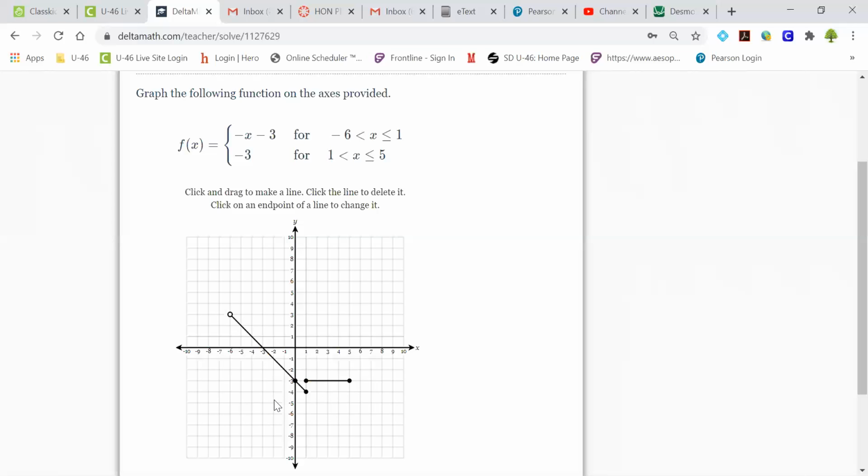As it is right now, it's not a function because it fails the vertical line test when x is 1. But if you look at the y equals -3 part, x does not include 1. So I need to put an open circle there, and that is the graph.